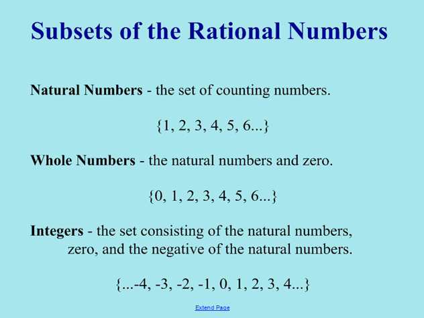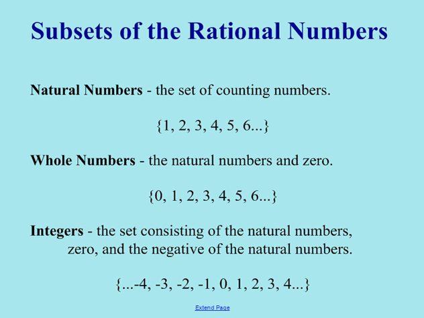We've also talked about the subsets of the rational numbers. The natural numbers are the set of counting numbers. For example, 1, 2, 3, 4, 5, 6, all the way to infinity. Expanding on the set of natural numbers, we include 0. This set is called the whole numbers. It's the natural numbers and 0.